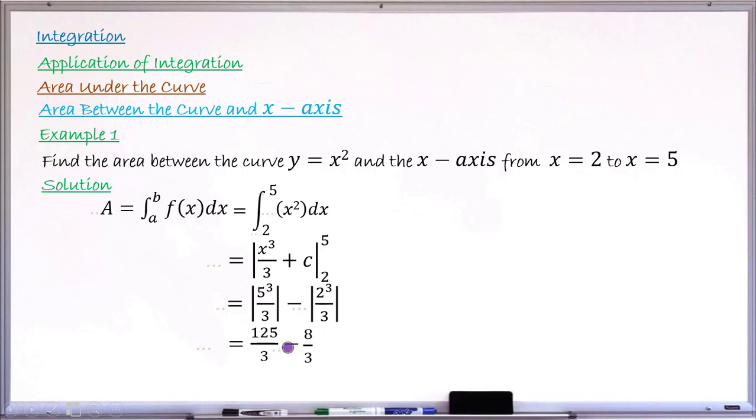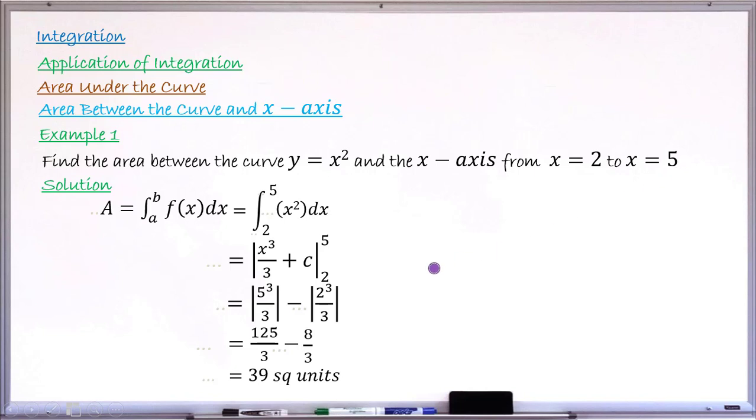So I'm now going to subtract these two fractions. They have the same denominator 3. So after using LCM correctly, you now have 39 square units. This will now be the area between this very curve and the x-axis at this very point, x equals 2 to x equals 5.